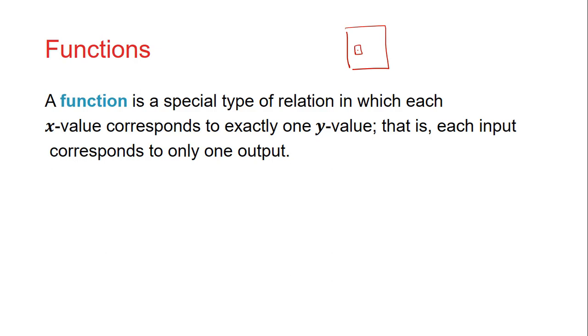Goodbar. For this vending machine to work, when I press a button, I should get one output, right? One candy. And that's the same thing for a function. A function is just a relation in which each x value corresponds to exactly one y value. That is, each input corresponds to only one output.